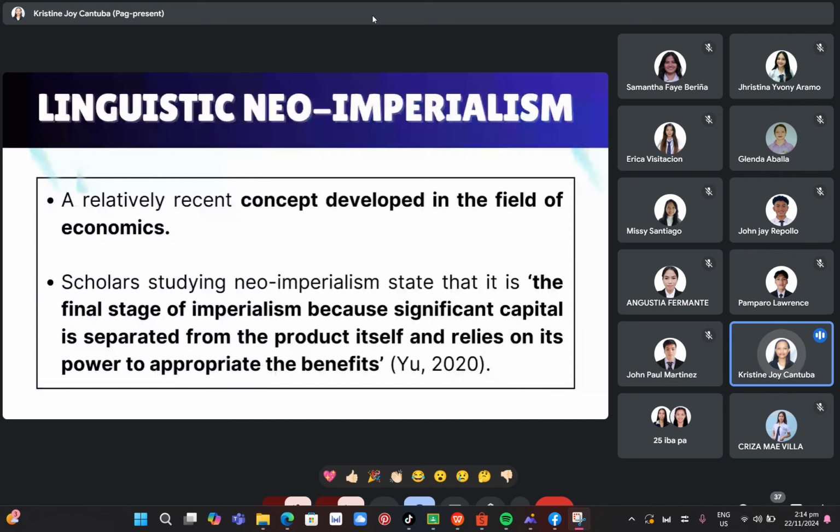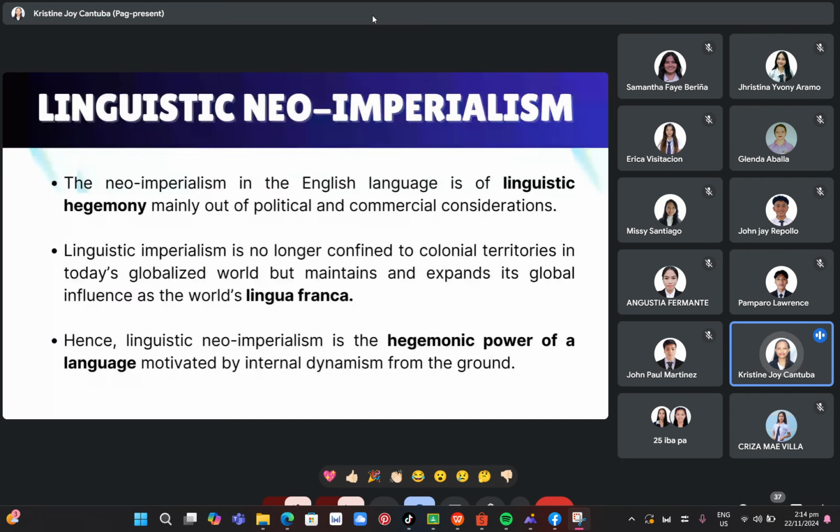And next, the neo-imperialism in the English language is of linguistic hegemony, mainly out of political and commercial considerations. And linguistic imperialism is no longer confined to colonial territories in today's globalized world, but maintains and expands its global influence as the world's lingua franca. Yun na nga. And hence, linguistic neo-imperialism is the hegemonic power of a language motivated by internal dynamism from the ground.